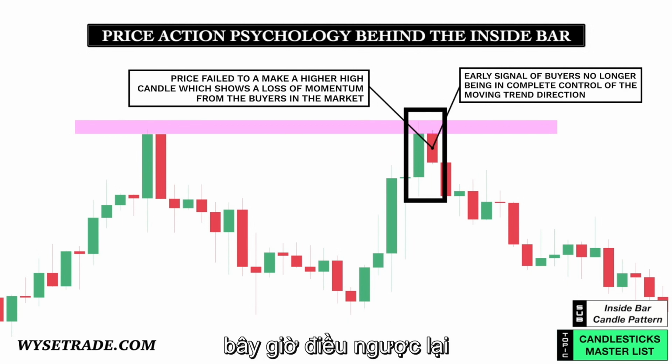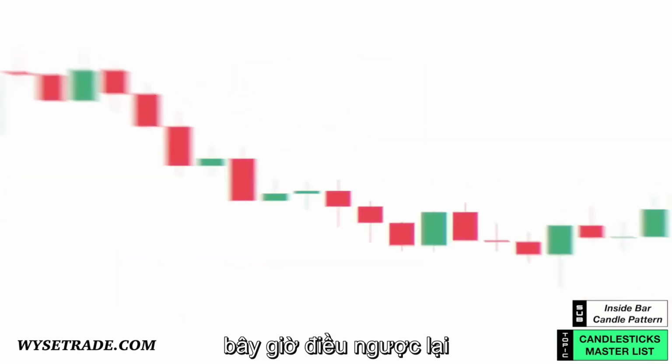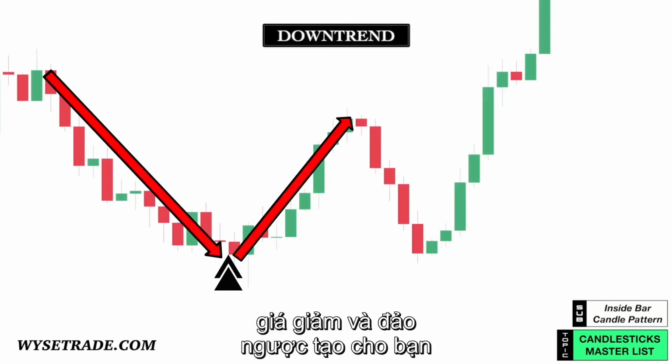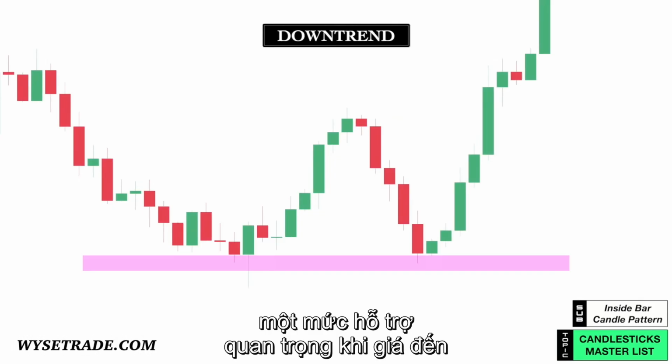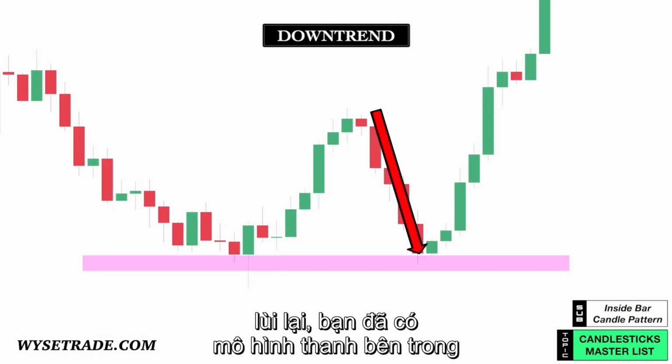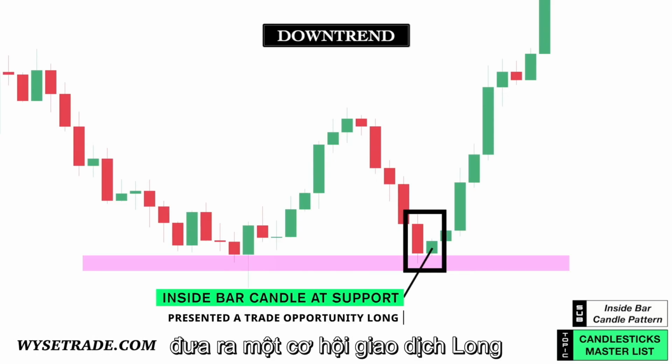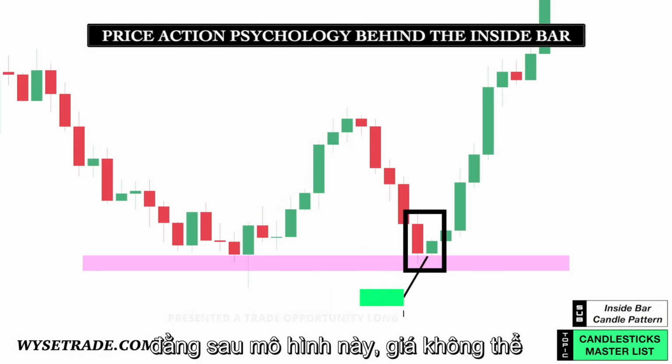Now, going in the opposite direction. Price came down, hit and reversed, giving you a key level of support. As price came back down, you had the inside bar form right at the key level of support, which presented a trade opportunity long.